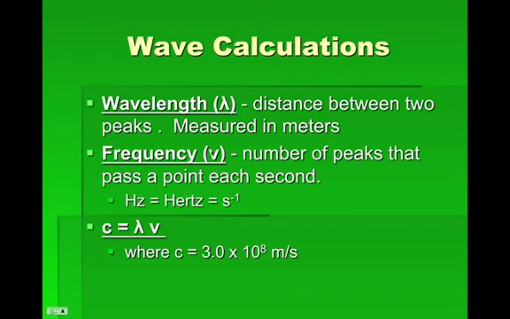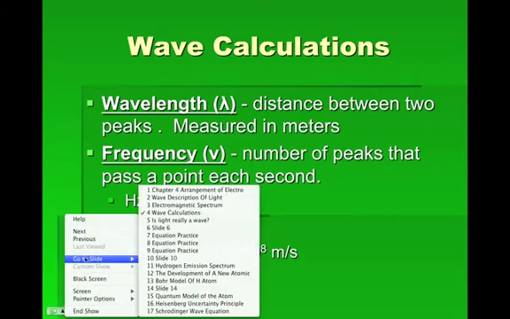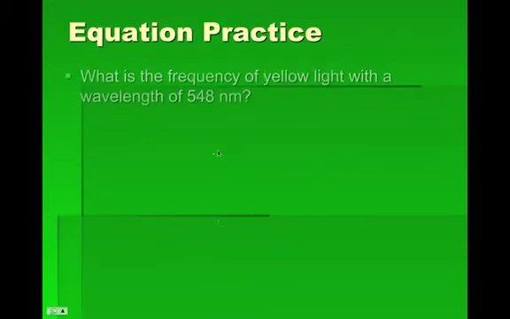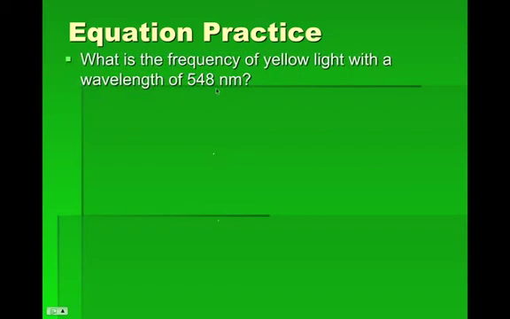I told you right here that wavelength is measured in meters. And so we need to first convert our wavelength of 548 nanometers to however many meters it is. So that's what I'm actually going to do first, is get this in the right form. So 548 nanometers.